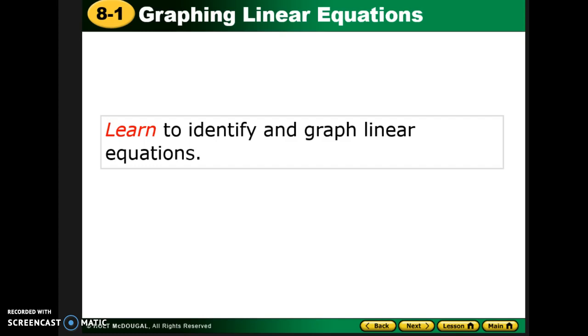Chapter 8 is all about graphing. We did some of it in Chapter 2, if you remember. We graphed equations and wrote equations from graphs. We're going to do more of that in this chapter. And this first lesson is just identifying a linear equation, meaning identifying an equation that ends up being a line on a graph. So let's get started.